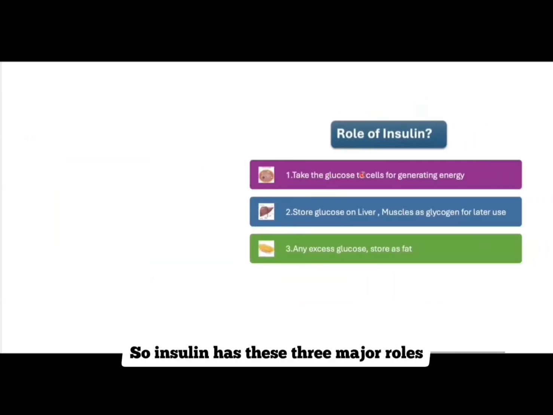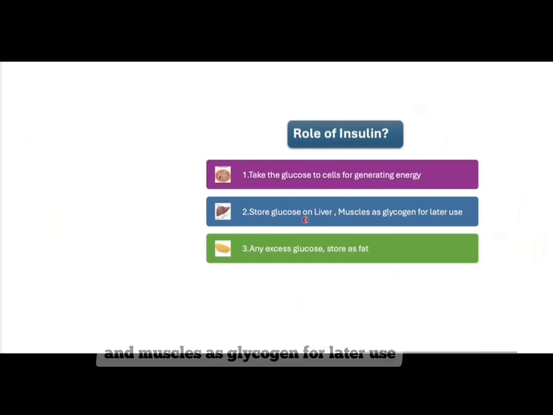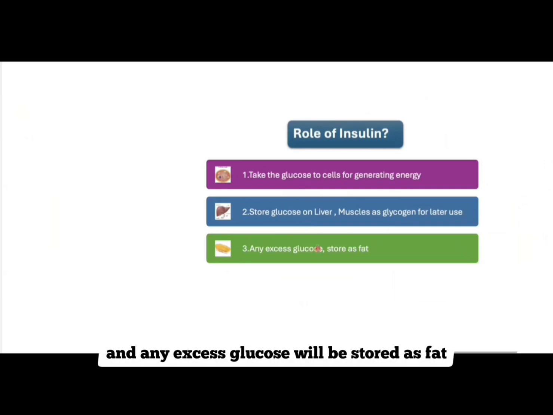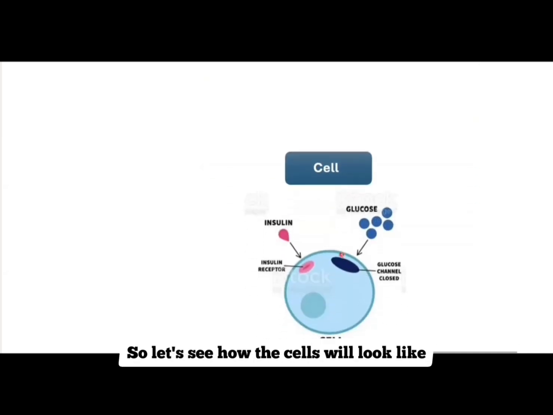So insulin has these three major roles. First, it will take the glucose to the cells for the generation of energy. Next, it will store the glucose in the liver and muscles as glycogen for later use, and any excess glucose will be stored as fat. So let's see how the cells look.